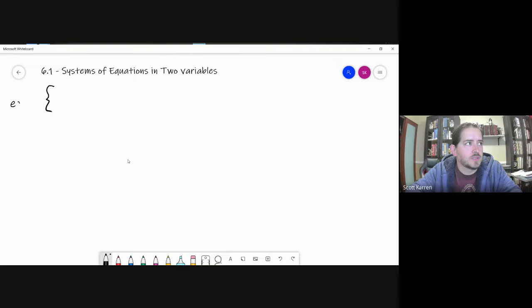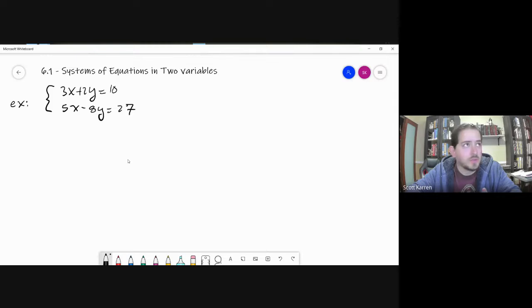Examples of these, something like 3x plus 2y equals 10, and another equation, say, 5x minus 8y equals 27. It's two equations that have two variables. Or, I mean, there's more. You can have three equations, three variables. But however many variables you have is how many equations you need in order to solve this.